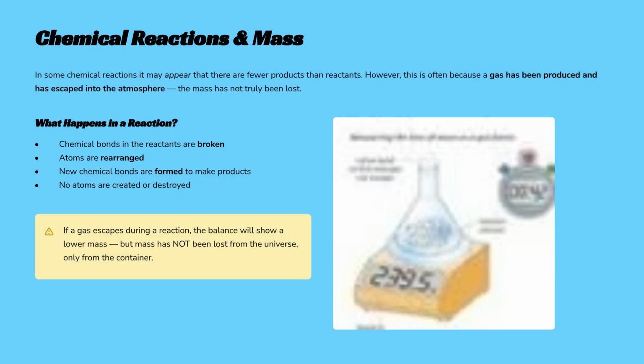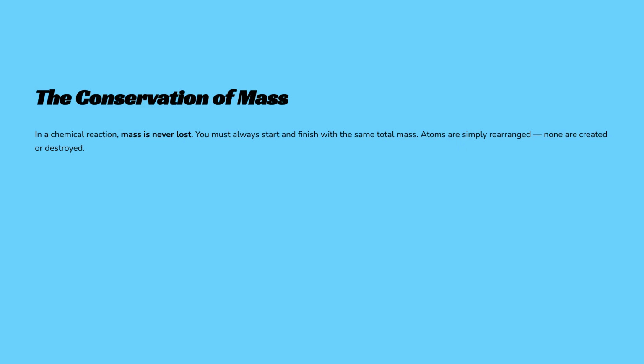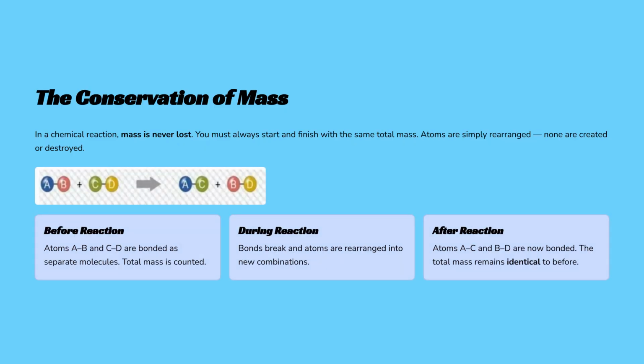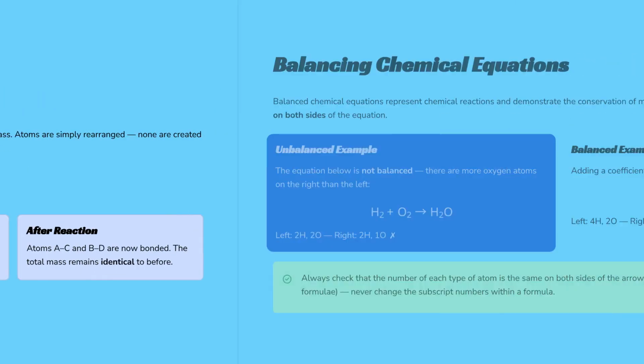If products appear to have less mass, it's often due to a gas escaping the container, not mass loss from the universe. The law of conservation of mass states that mass is never lost in a chemical reaction. The total mass before and after a reaction must be identical, as atoms are simply rearranged.